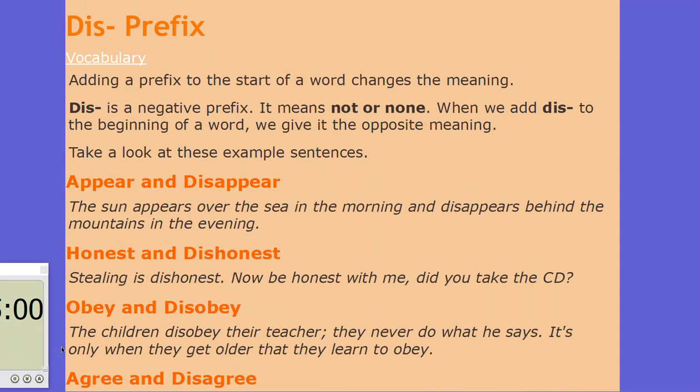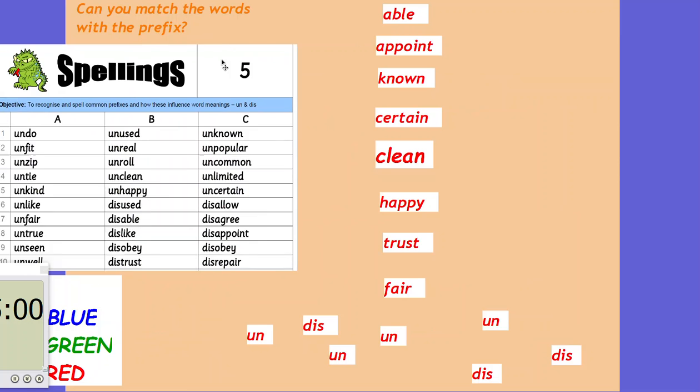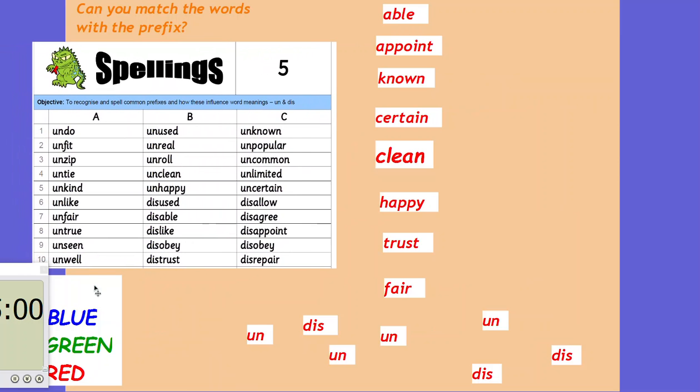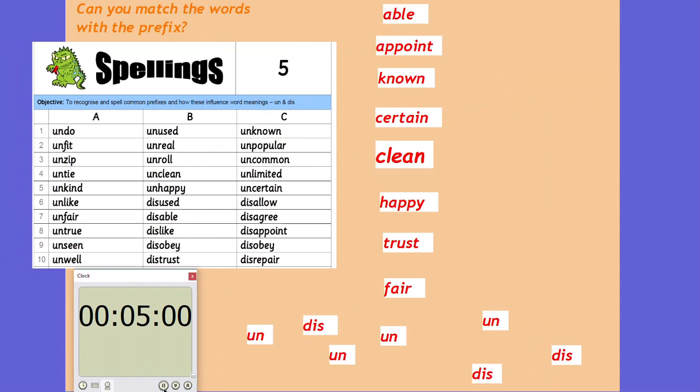Agree is the root word and disagree is the opposite. All right, so that is what the prefix dis means. Okay, let's put your spellings in here so you can see them all. You don't need the key and you don't need the clock now. Oh yeah, we'll use the clock. I'll give you a minute to complete this task.